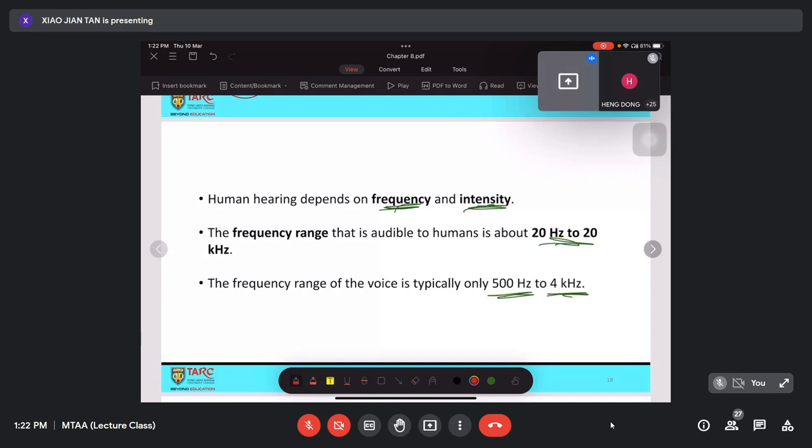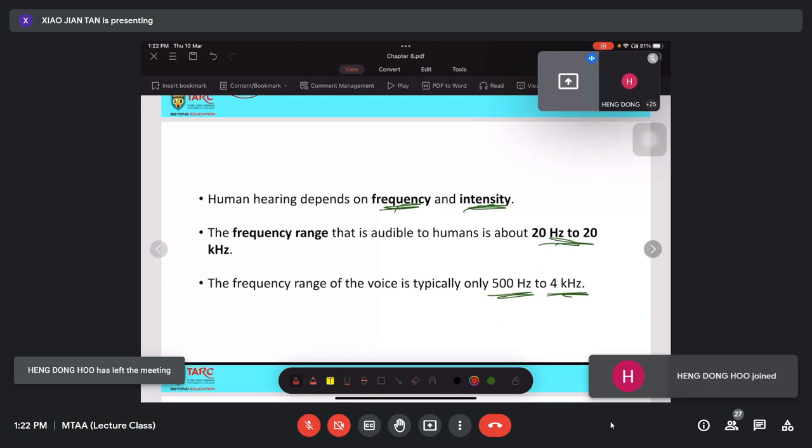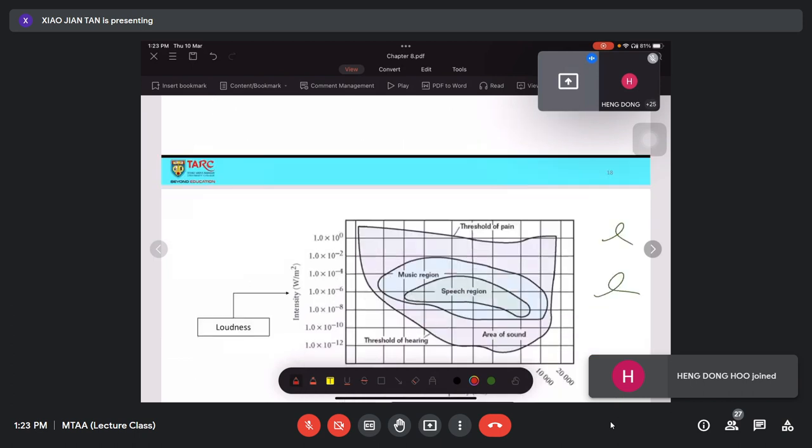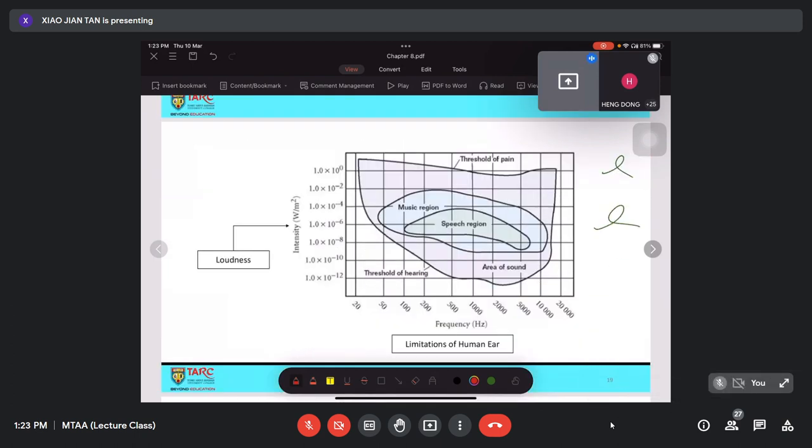So the human ear depends on frequency and intensity. The frequency range that is audible to humans is 20 hertz to 20 kilohertz. And the frequency range of the voice is typically only 500 hertz to 4 kilohertz. So this would be the limitation of the human ear, similar to the chart for eyesight. So you have a frequency here and an intensity here. The intensity on the y-axis is the loudness, and the frequency is on the x-axis. So this would be the pattern.